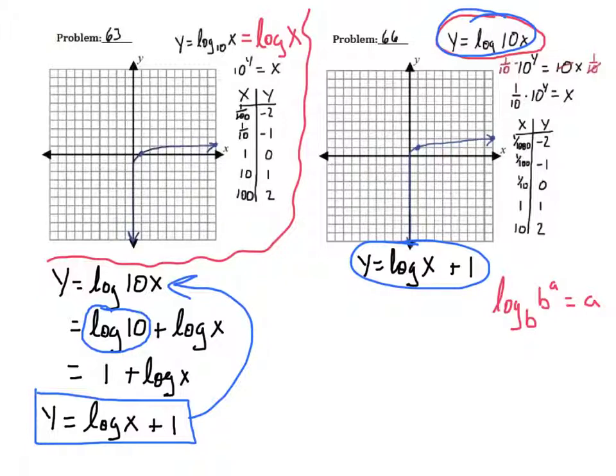That's why these two equations and graphs are similar. That's why the second problem, number 66, is just the same graph but shifted up 1. Because I can rewrite it so that it looks the way we're used to seeing a shift, rather than rewriting it as log 10x, which was kind of confusing to work with. Get what I'm saying? All right.